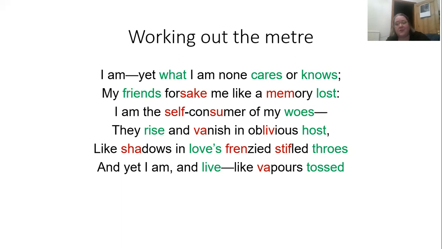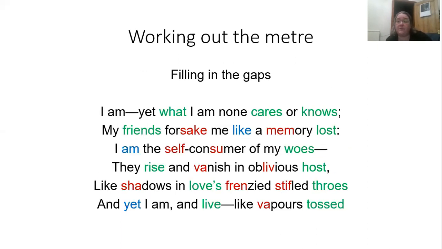Da, da, da, da, da. As we're reading, we've already got quite a few of those stresses in there. So I am, yet what I am, none cares or knows. My friends forsake me like a memory lost. As we start to realise the rhythm, it can carry us along and we can start to fill in some of the gaps. My friends forsake me like a memory lost. I am the self-consumer of my woes. They rise and vanish in oblivious host. And yet I am.